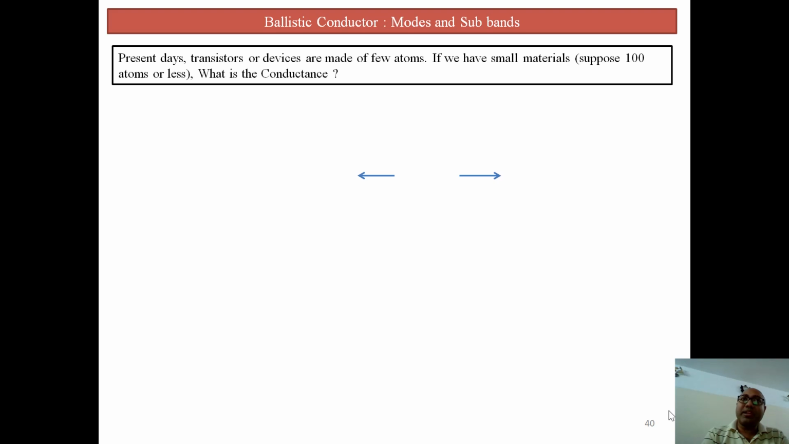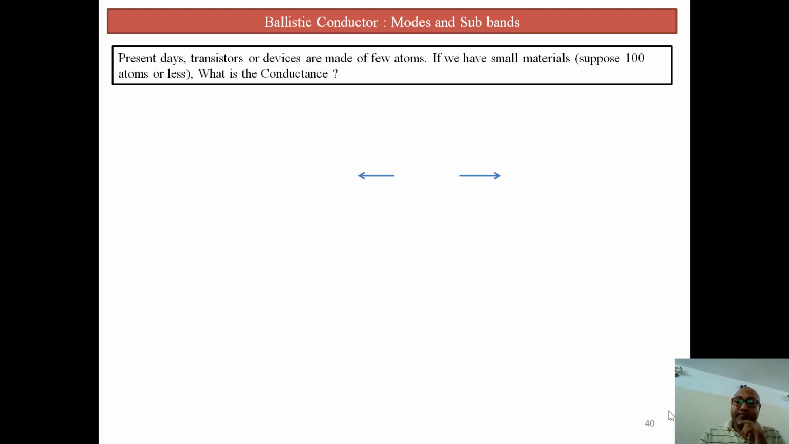There are a lot of articles out there, and you see people are trying to find new materials, and people are also looking at how, if a new material comes, to get to know about its properties, right? That's the stage. So here, I told you that we are going to introduce two or three concepts. One is the ballistic conductor, which we already discussed, and another is the modes and subbands that we are going to discuss.